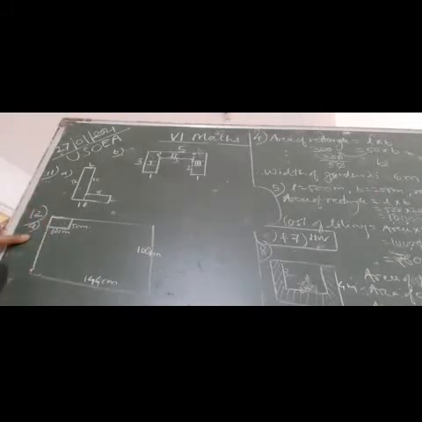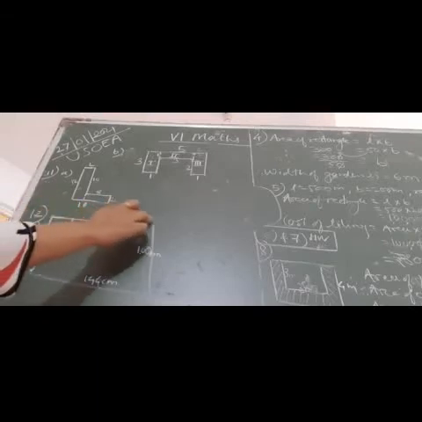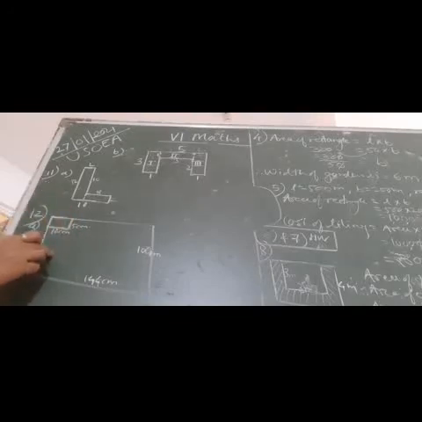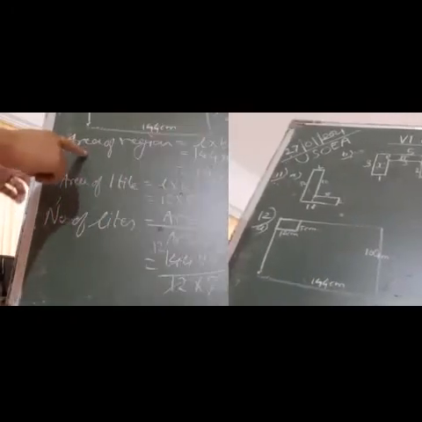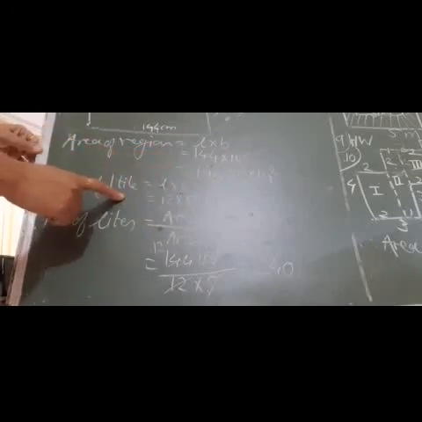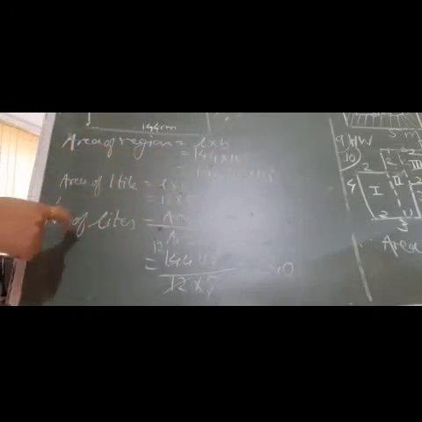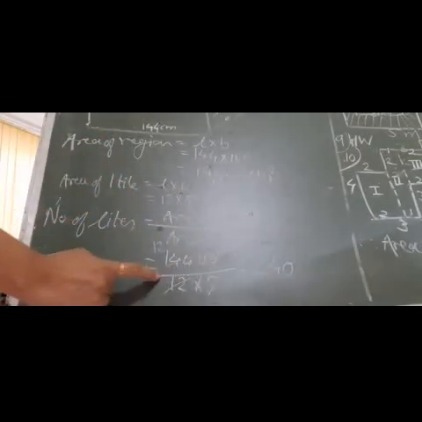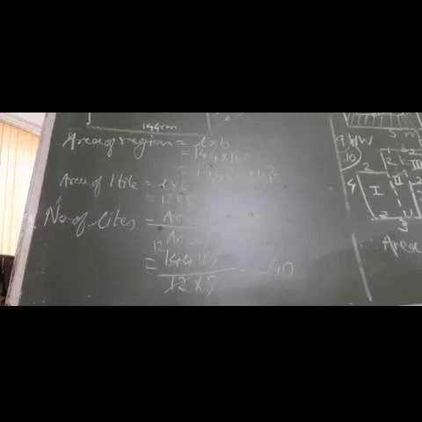So what do we need to find here? First we should find the area of the region and the area of one tile, and then we have to divide the area of the region by the area of one tile, that is length into breadth. You will get the area of one tile. Now the number of tiles we have to find is equal to the area of the region divided by the area of one tile, and hence you will get the answer 240. Like that you can solve question B also.